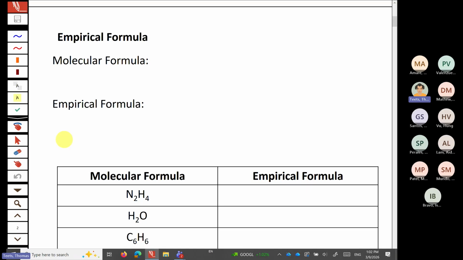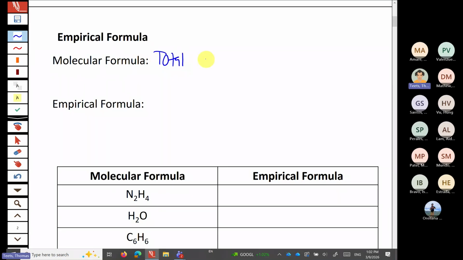Now, the first thing we have to recognize, though, is that when we do this, we're a little bit limited in terms of what information we can get. We can't actually get from that information alone the full molecular formula. We can only get what's called the empirical formula. So just as a reminder of what we're talking about and as a definition of what empirical formula is, the molecular formula tells us the total number of each atom in a molecule of a compound.